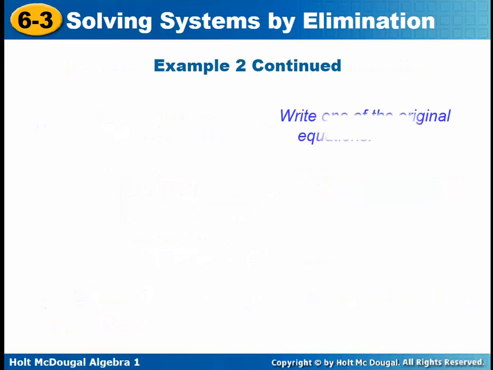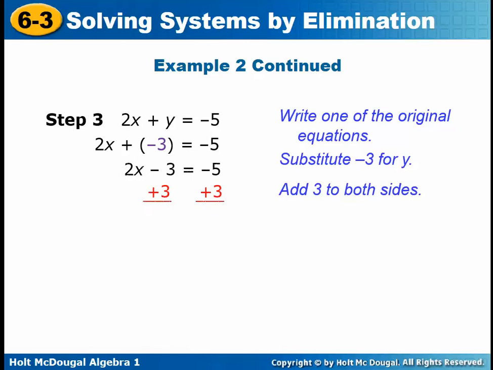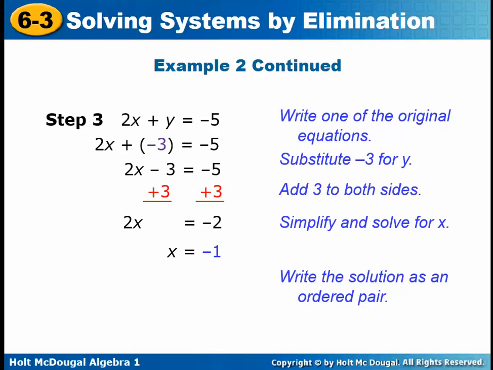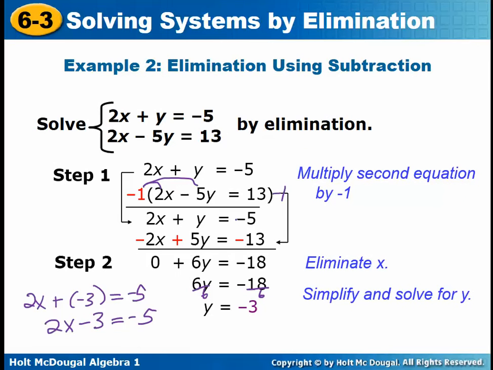And then we have to solve that for x. So if we add 3 to both sides, we'd get 2x equals negative 2. X is equal to negative 1. So now we know the value of both x and y, so we can write that as an ordered pair. And we get negative 1, negative 3. I'm going to go back to this page. Negative 1, negative 3. And remind you about checking your work.